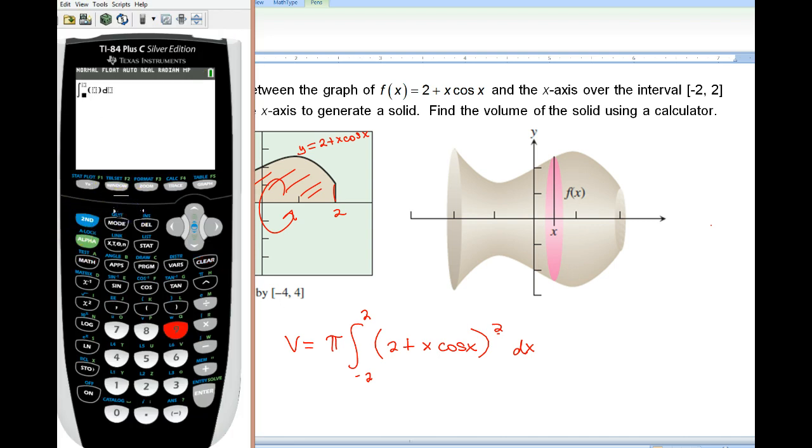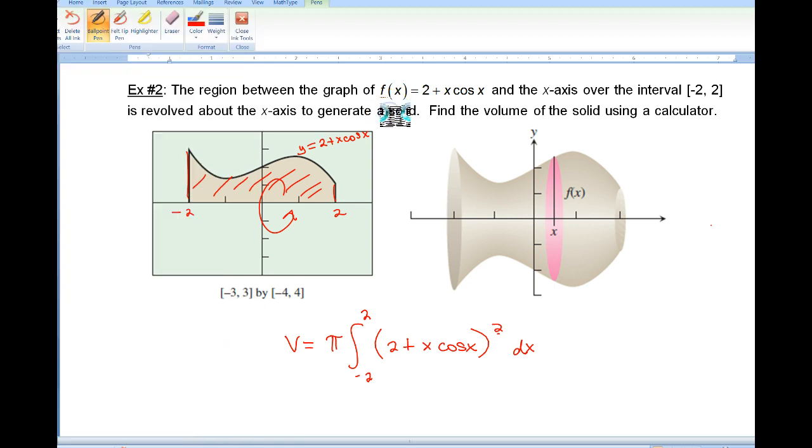And actually, if you have your calculators out, I put a program on. It's pi r squared. Remember, anytime you see the word revolved or rotated, it's going to be pi f of x squared. Why the radius? Because f of x is the radius.